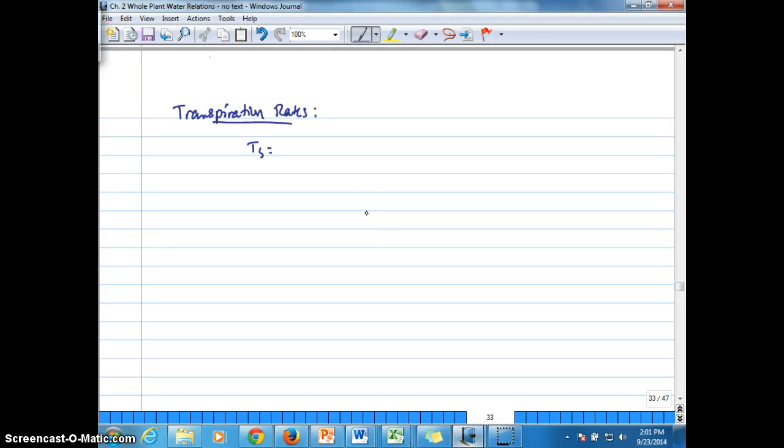So we were calculating transpiration rates, and basically the primary driver for transpiration rates is the vapor pressure gradient. So the vapor pressure of the leaf, as we did at the very end of the last recording, we're just going to repeat this, minus the vapor pressure of the air. And that's going to be the vapor pressure gradient. So that primarily is driving transpiration.